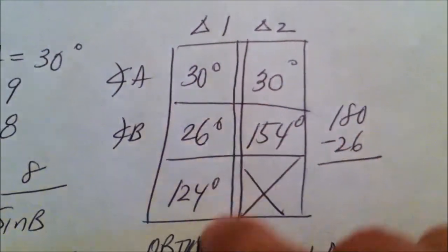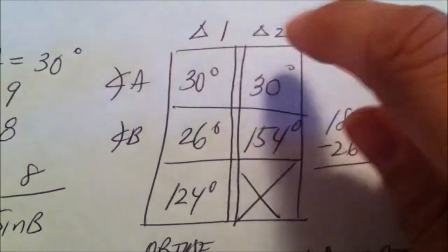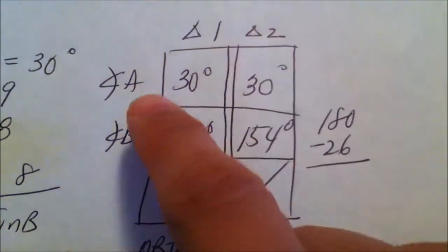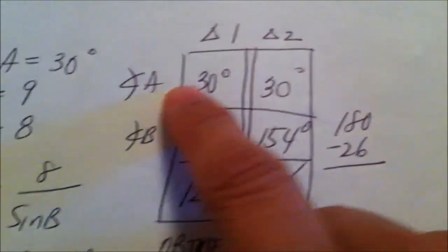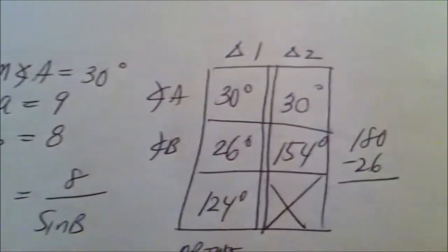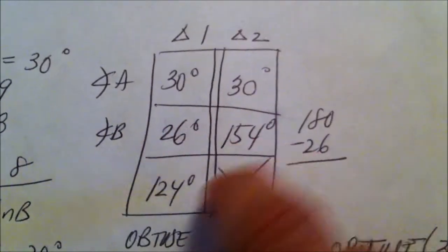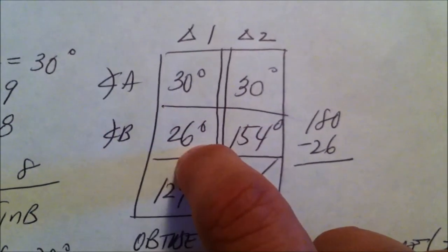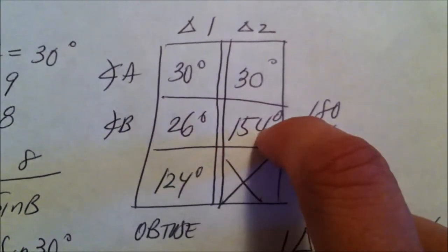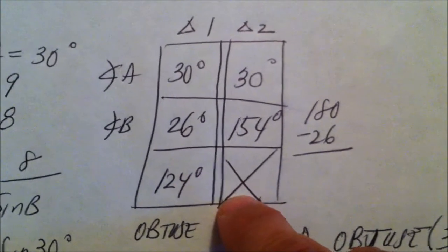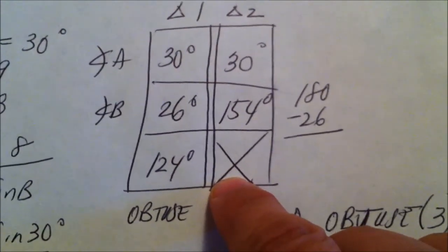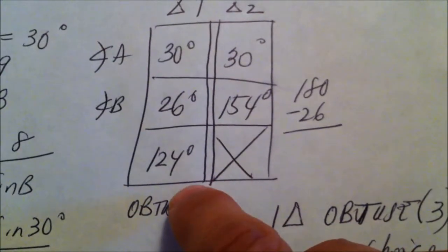So the first column represents the first triangle possibility. The second column represents the second triangle possibility. The first row here represents the given angle. And the second row represents the law of sines calculation. This is my supplement box. And these 2 boxes here represent the third angle of the possible triangles, because you know that the sum of the angles of a triangle is 180.